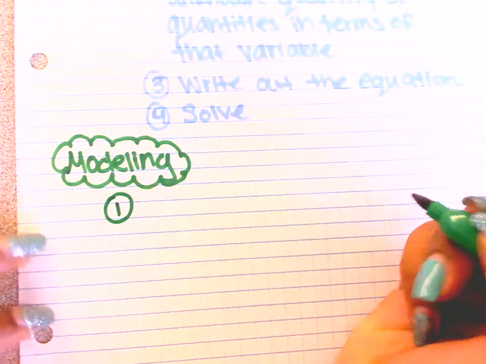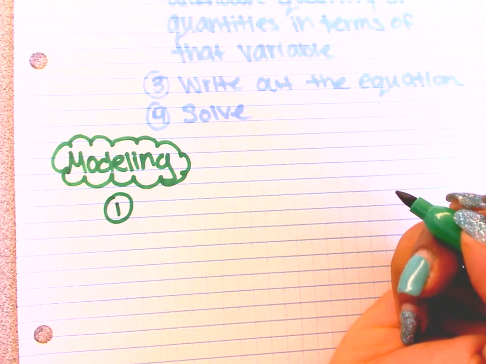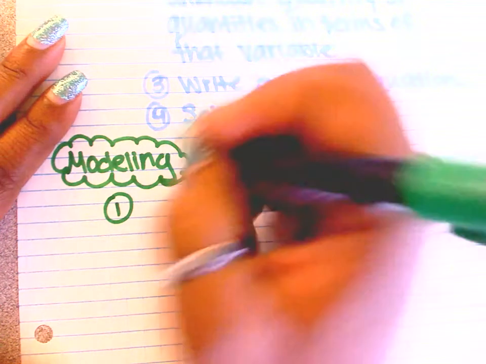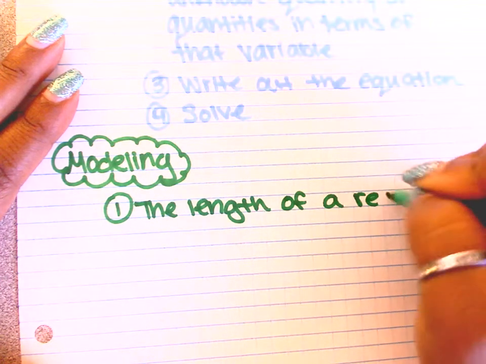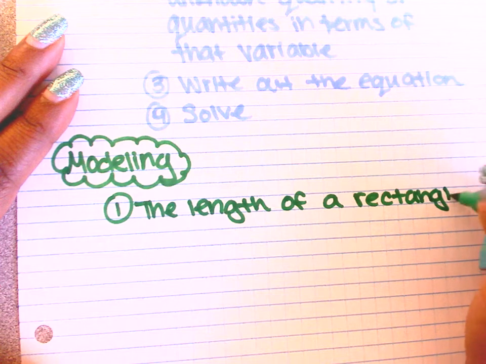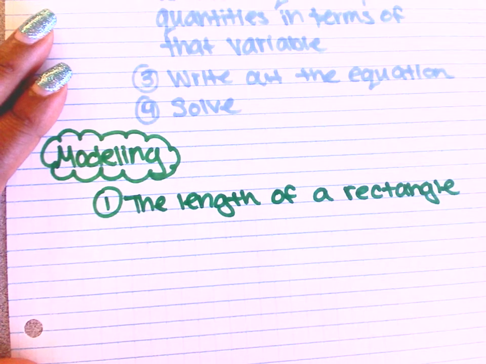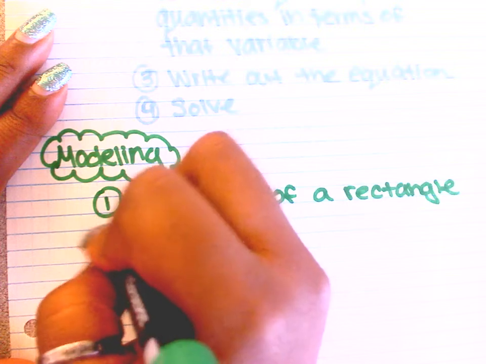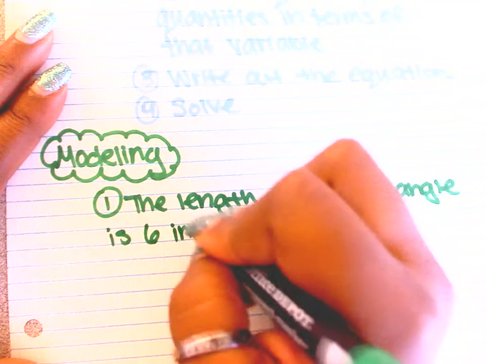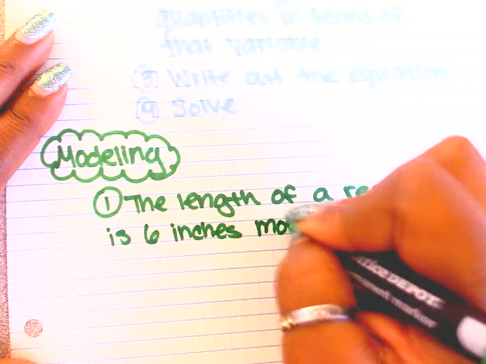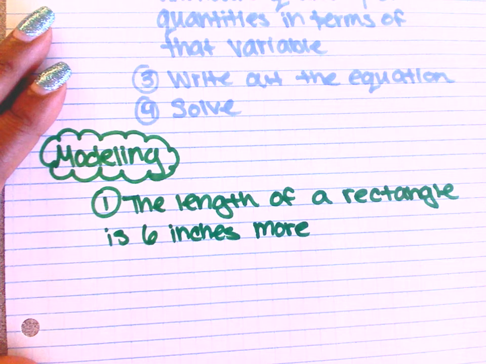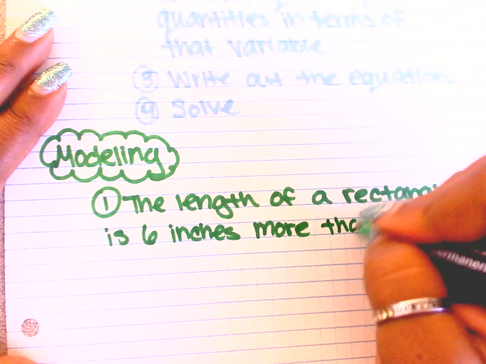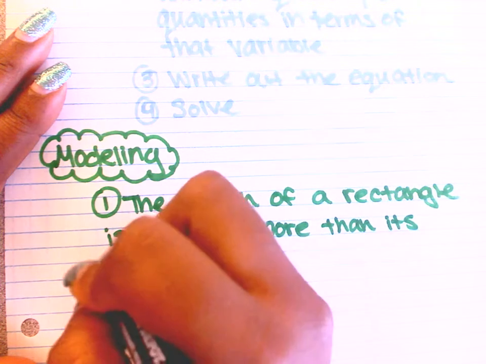Number 1, so we're going to be writing some word problems, so be linguistic and bear with me. The length of a rectangle, go ahead and write that. The length of a rectangle is 6 inches more than its width.